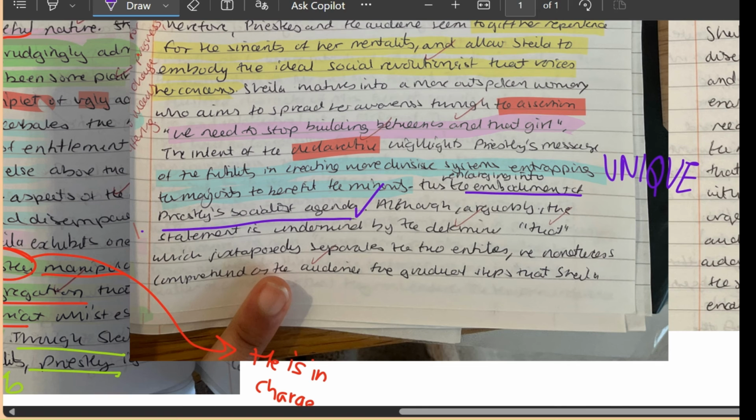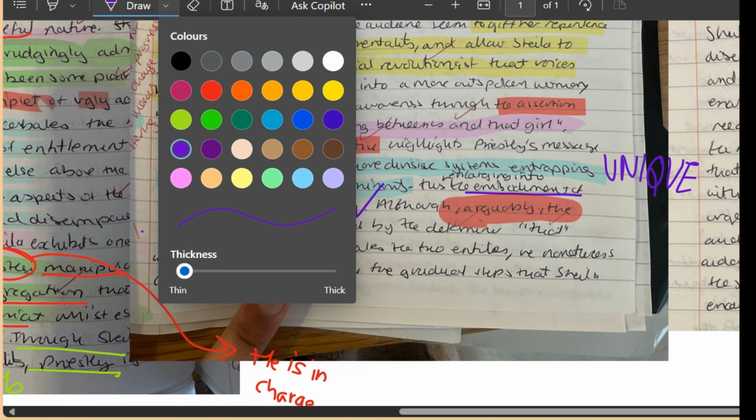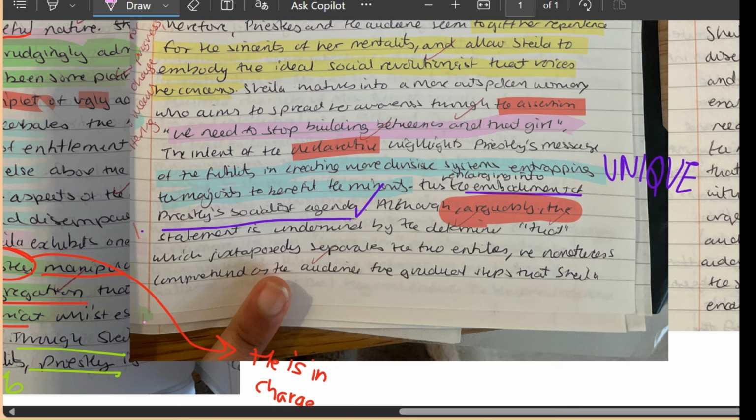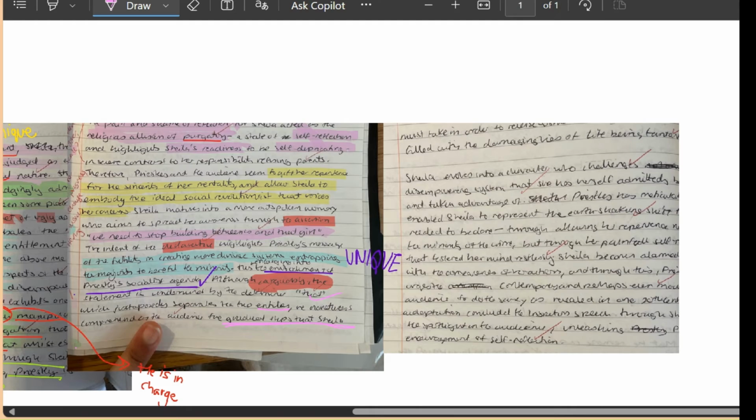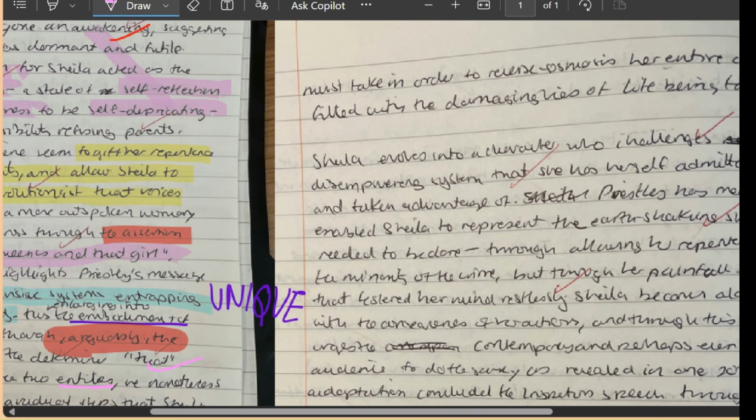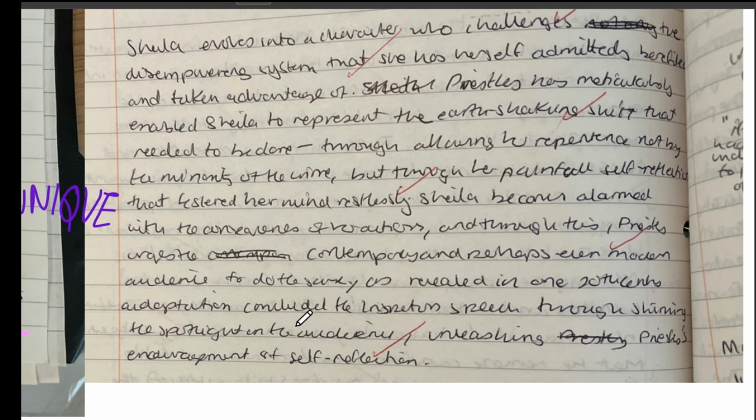Although arguably the statement is undermined, so arguably this is a really nice thing to talk about as well. You can go against your point a little bit by saying arguably, but then you can strengthen it by saying, however, this still shows, okay? So arguably the statement is undermined by the determiner that, which juxtaposedly separates the two entities. However, nonetheless, we comprehend as the audience the gradual steps that Sheila takes. Because that girl sounds a bit rude, doesn't it? But we understand that it's a very gradual transition that she is making. So we are now progressing on to the conclusion.